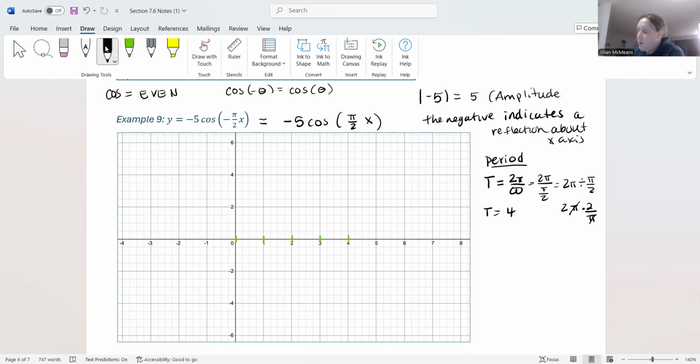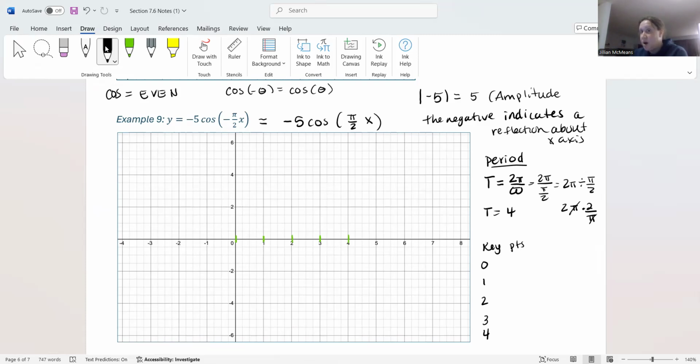Let's talk about the key points. Our key points are now at 0, 1, 2, 3, and 4. We have to remember that with cosine, the y-intercept is at (0, 1). That tells me the initial start of cosine is a maximum. So we know the x-intercepts are going to happen at the quarters, and the max and min are going to happen at the ends and the center.